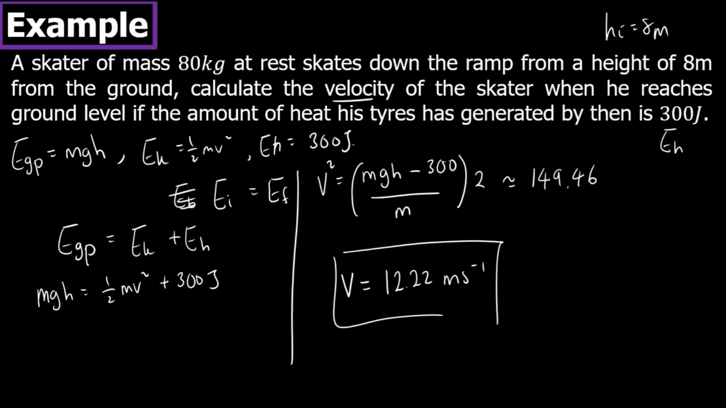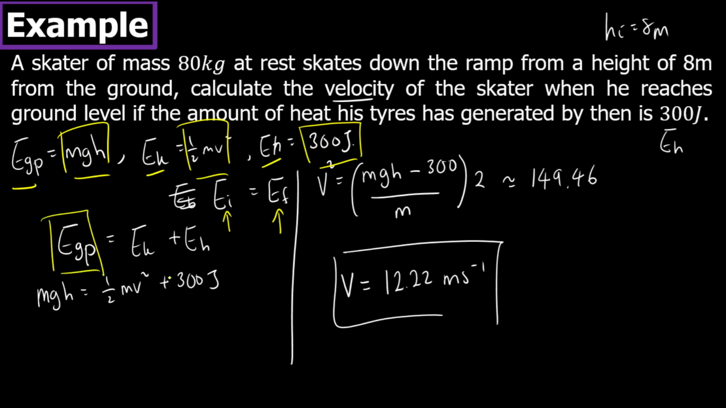The general strategy is that we ask ourselves what sort of energies are involved. Here, we involve gravitational potential energy, kinetic energy and heat energy. Once you have determined what sort of energy is involved, you write down the equations for each type of energy. Then you ask yourself, is it involved in the initial state or the final state? In the initial state, only gravitational potential energy is involved. That gravitational potential energy is converted into kinetic and heat energy, which is why they sit on different sides of the equal sign. Once you've done that, it's merely algebra from there on.